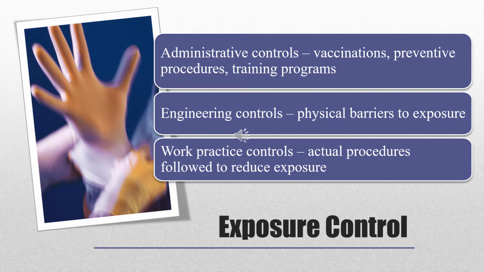Work practice controls are actual procedures followed to reduce exposure. Work practice controls make the administrative and engineering controls effective. All the policies and labels in the world will not help if they are not used. Work practice controls also involve the use of personal protective equipment, which will be discussed later in this outline.